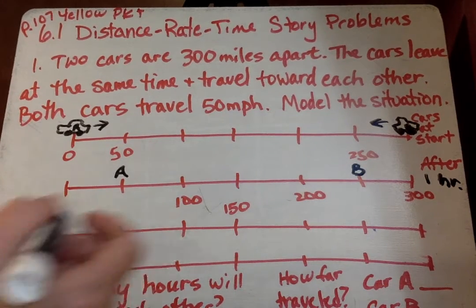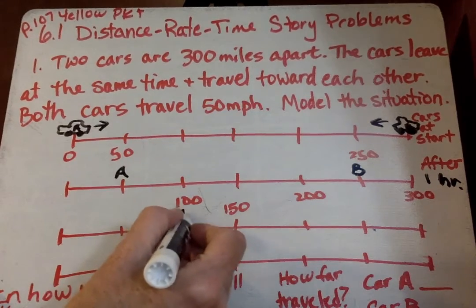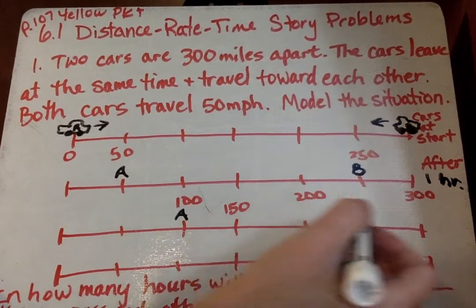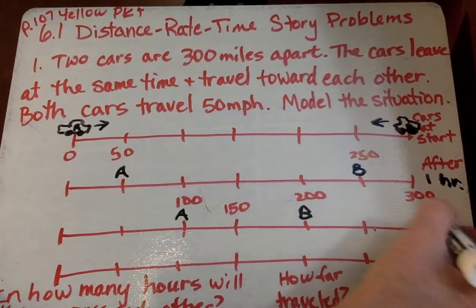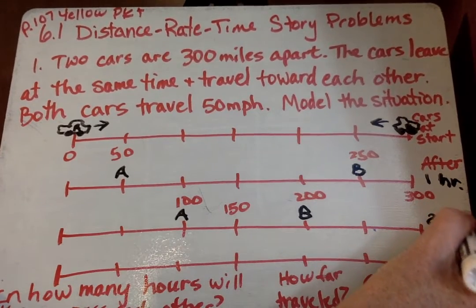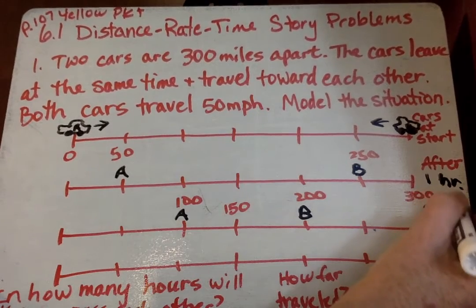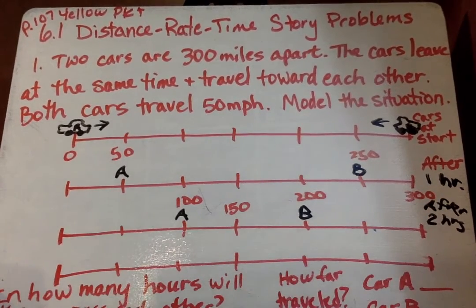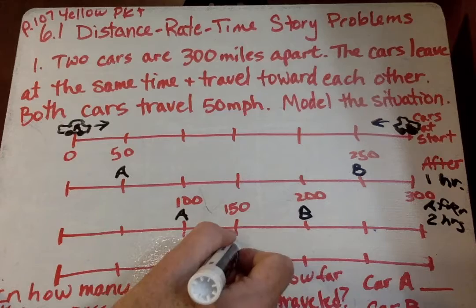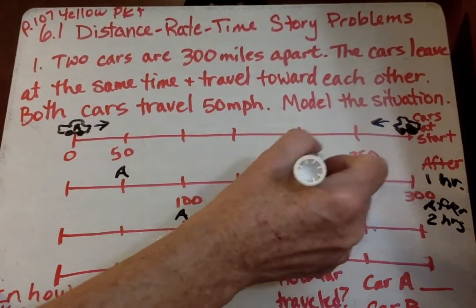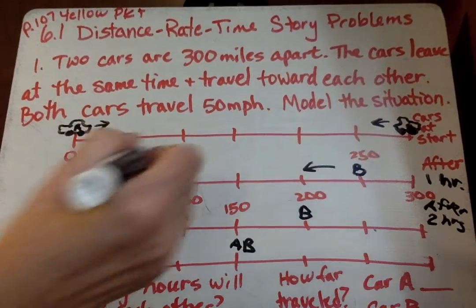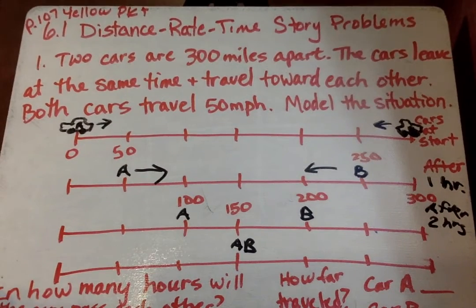And then after 2 hours, car A has gone 100 miles this way, and car B has gone 100 miles this way. So this is after 2 hours. Then after 3 hours, here's A and B right next to each other. So again, it's going this way, going that way. Okay. All right. In how many hours will the cars pass each other?